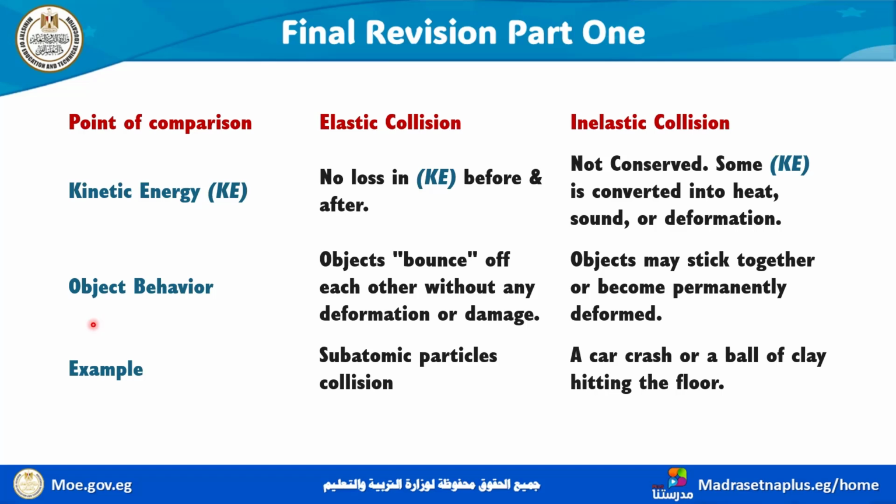The second point of comparison, the object behavior. In elastic collision, objects bounce off each other without any deformation, without damage, while in inelastic collision, objects may stick together or become deformed. Our examples: elastic collision, like subatomic particles collision; inelastic collision, like what happens in a car crash or a ball of clay hitting the floor.